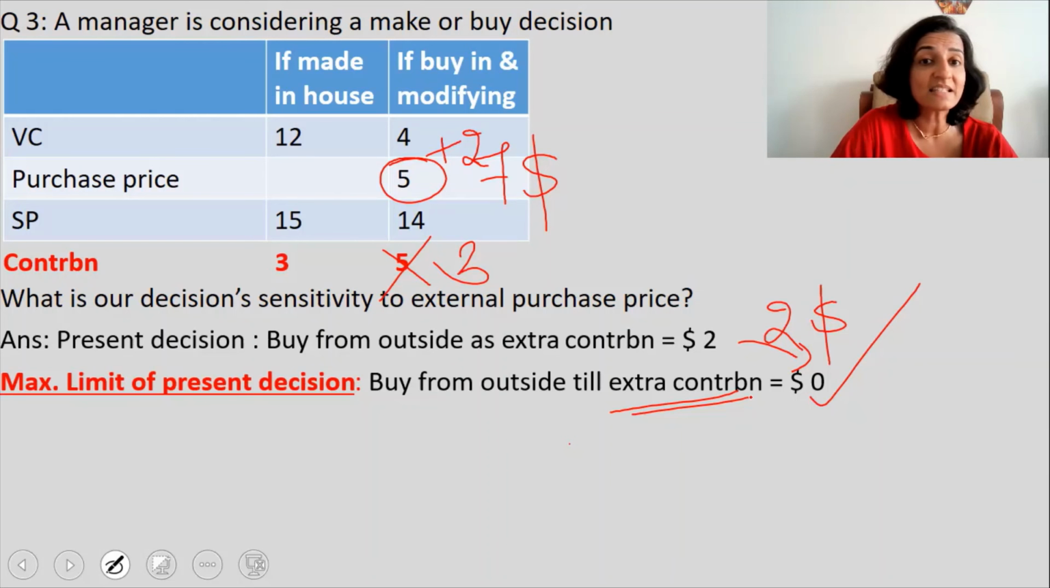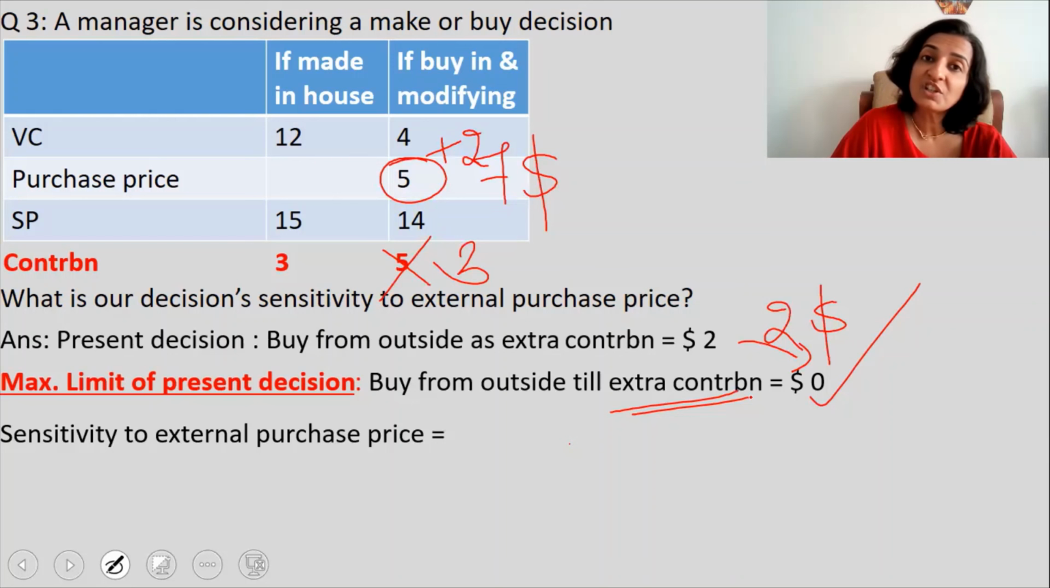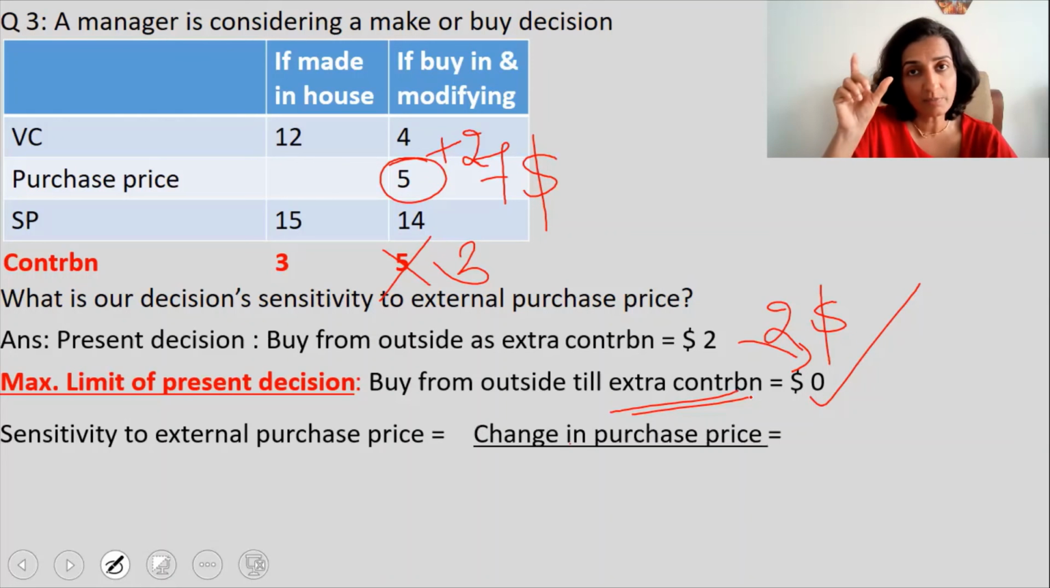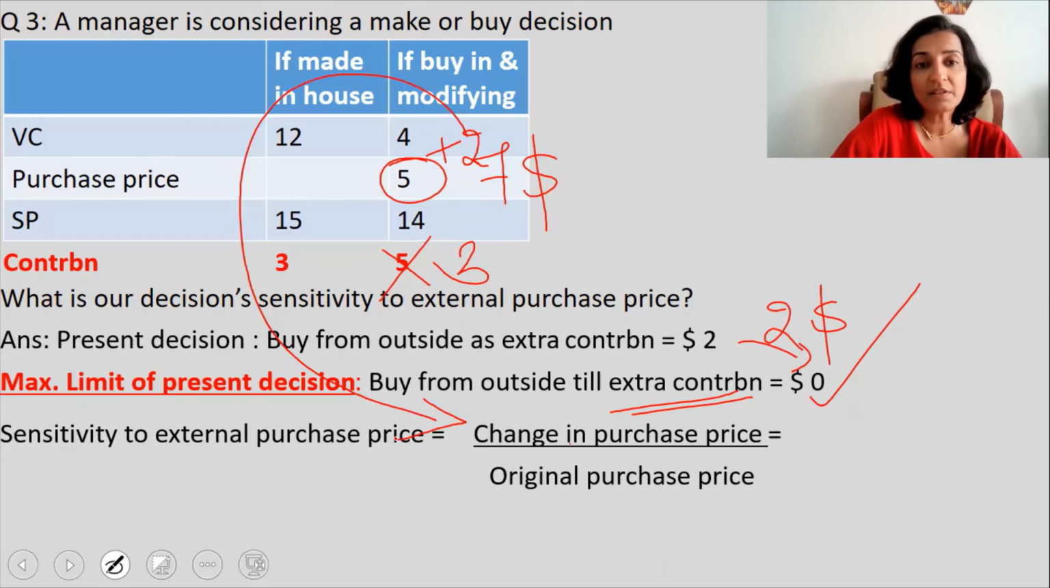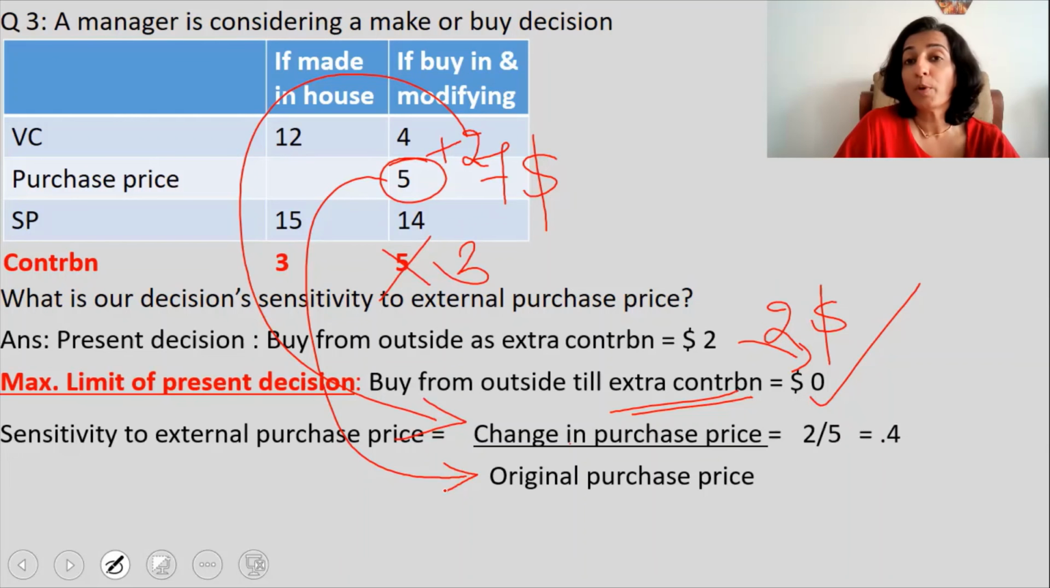Now we will calculate the sensitivity. What do you mean by sensitivity? The maximum percentage change that is acceptable. So in order to calculate the maximum percentage change, how do we do it? It is change in the purchase price in the numerator and the original price in the denominator. So the maximum change acceptable is $2 that will come in the numerator, and the original purchase price of $5 will come in the denominator. So it is 2 divided by 5, or 0.4. To express as a percentage, multiply by 100, it's 40%, which means that if the purchase price increases by more than 40%, then we have to change our decision.